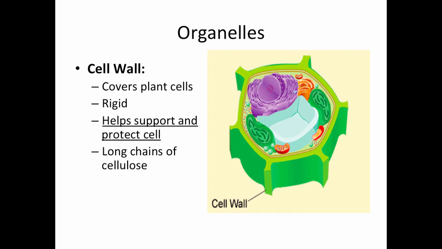Now, the next three organelles are particular to plant cells, and the first one is the cell wall, which gives the cell its support and structure. It's made up of long chains of cellulose, which you can recognize is a carbohydrate, a polysaccharide. It's what gives plants the ability to stand up tall.